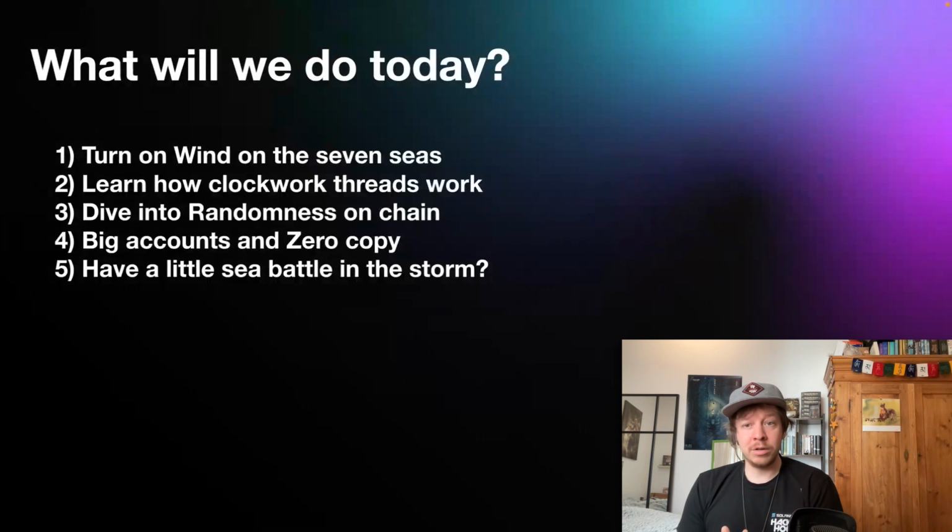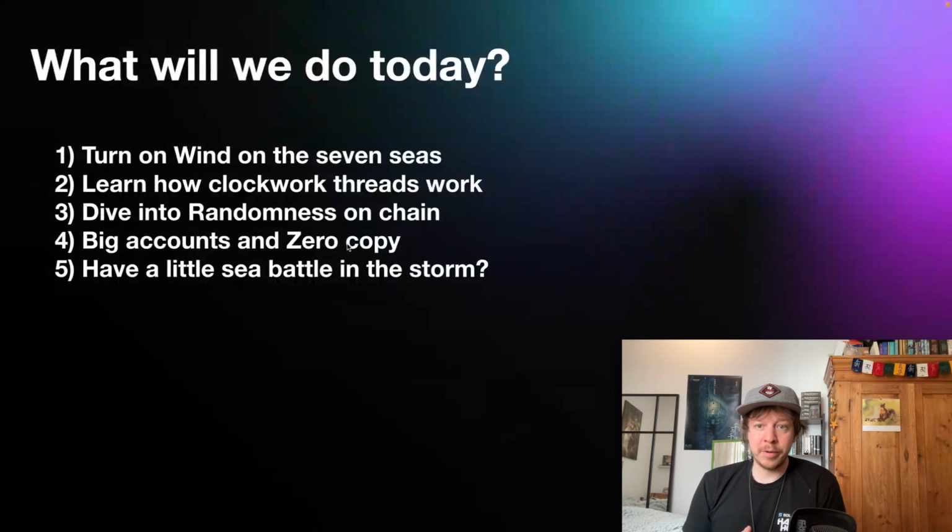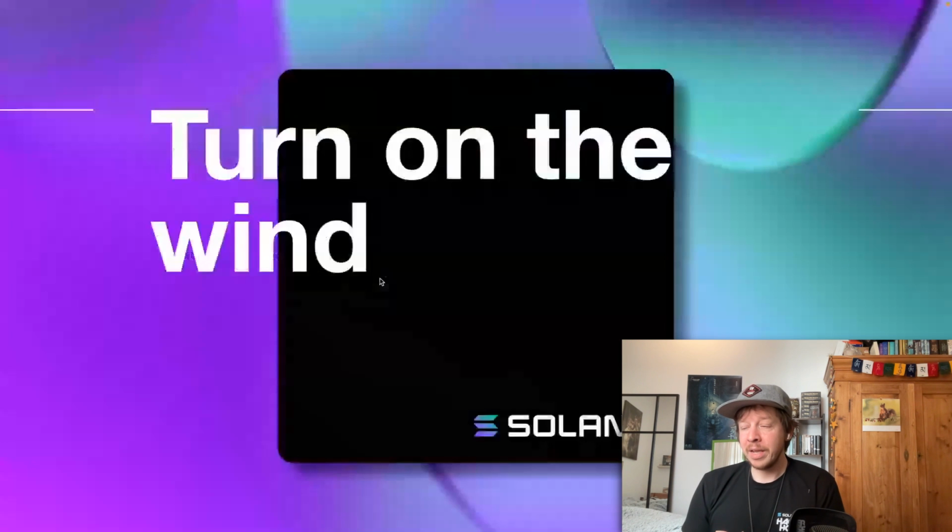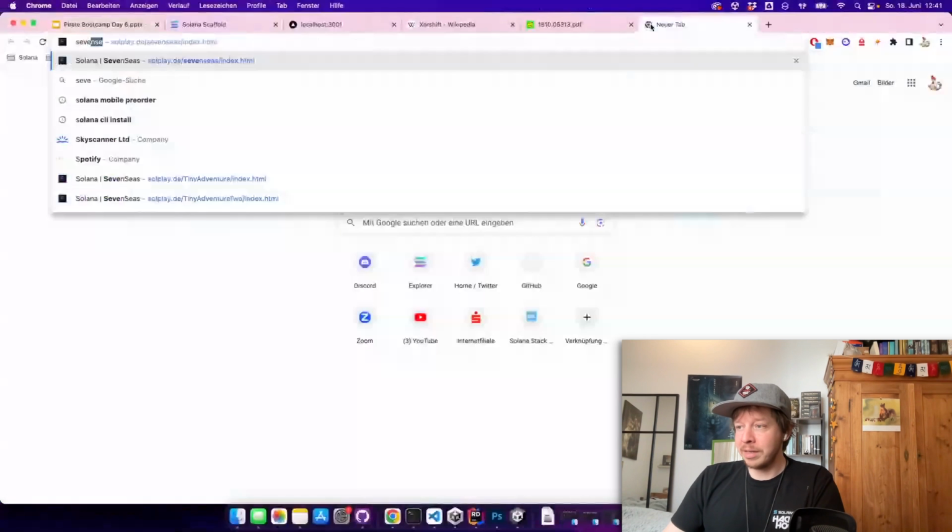Then we will learn about clockwork threads and how you can trigger transactions automatically from a distance on certain triggers. Then we're gonna dive a bit into randomness on chain, how you can achieve randomness with different values and different functions, and how you can use Switchboard Oracle to get more secure randomness as well. Then we're gonna look at big accounts, especially zero copy with Anchor. And then we have a little C battle.